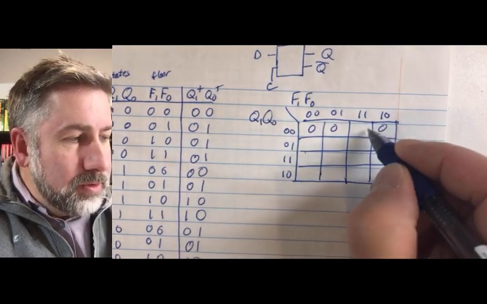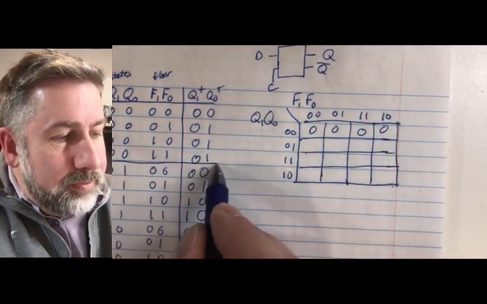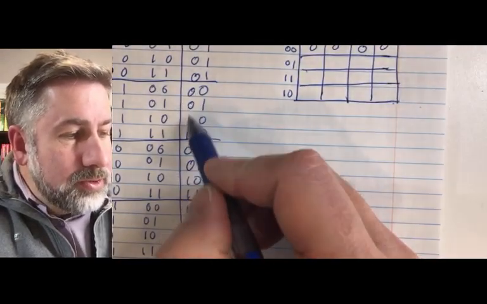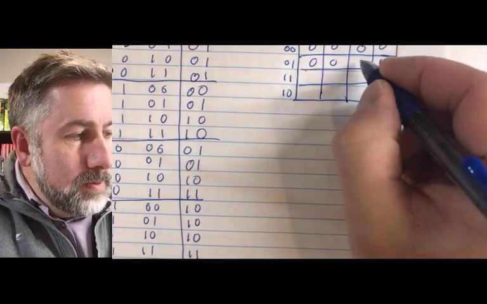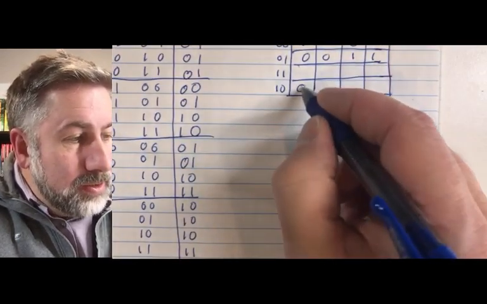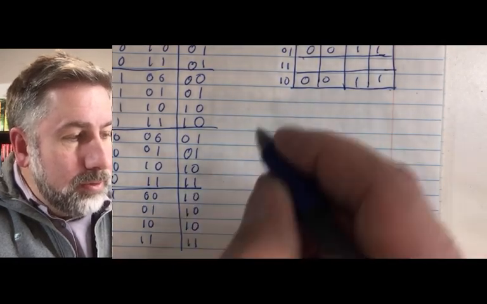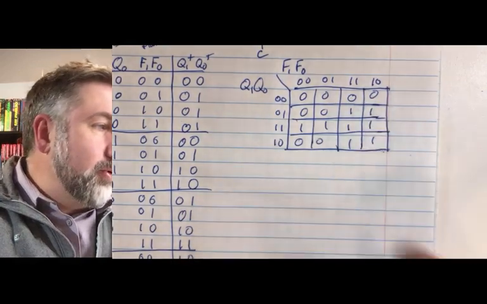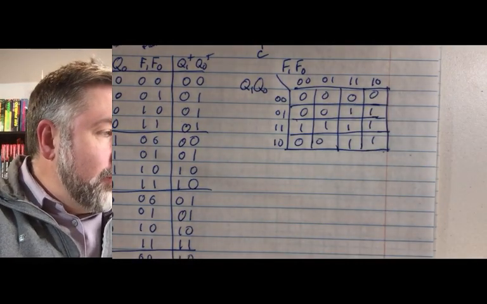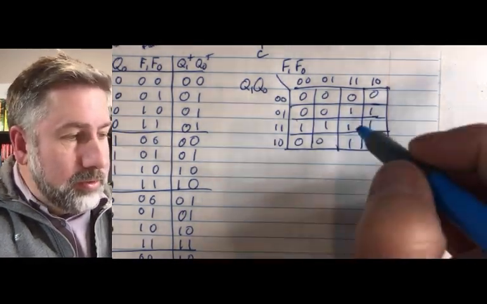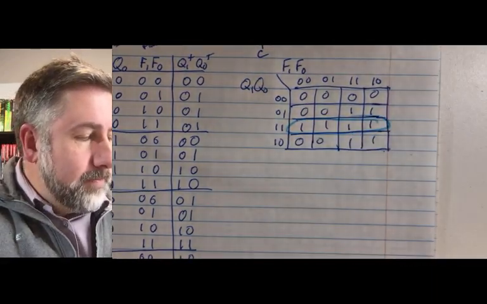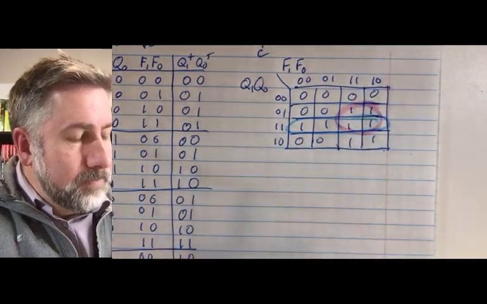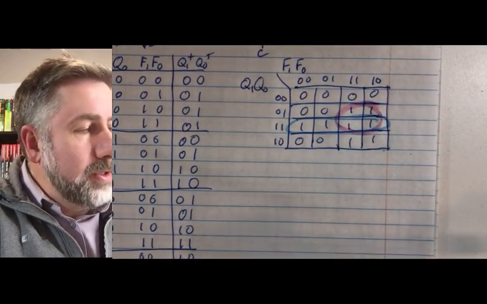0, 0, 0, 0. That's the first row. Second row is 0, 0, 1, 1. Third row is 0, 0, 1, 1. And the last row is 1, 1, 1, 1. The order of putting them in is important to recognize. And then we can make our groups. There's a group there, and there's a group here, and there's a group here.